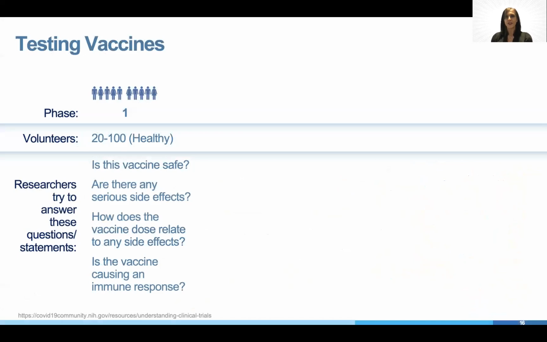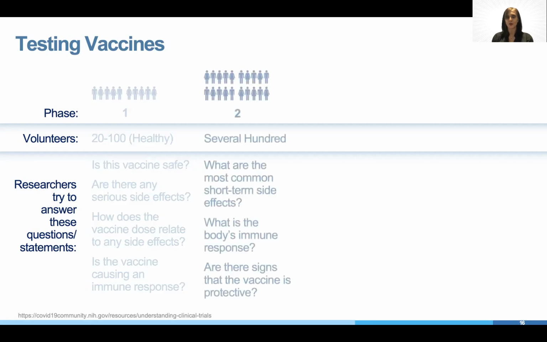So, how do we know that they're safe? Well, we go through some really rigorous clinical trials and testing of vaccines before anything is allowed to be injected into the human body. Let me walk you through what clinical trials are like. In phase 1 trials, you have 20 to 100 healthy volunteers testing the questions: is this safe? Is this giving anybody any side effects? And if we're giving dose 1 and dose 2, are the side effects worse with dose 2? And is it actually leading to an immune response?